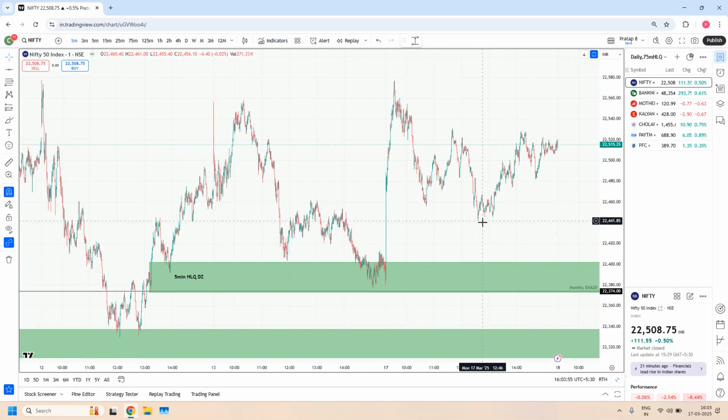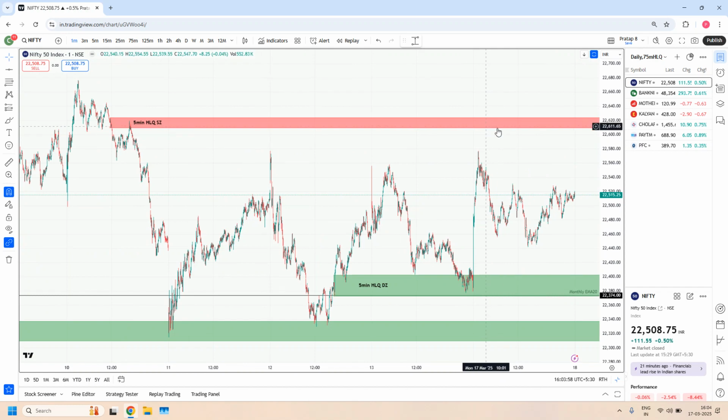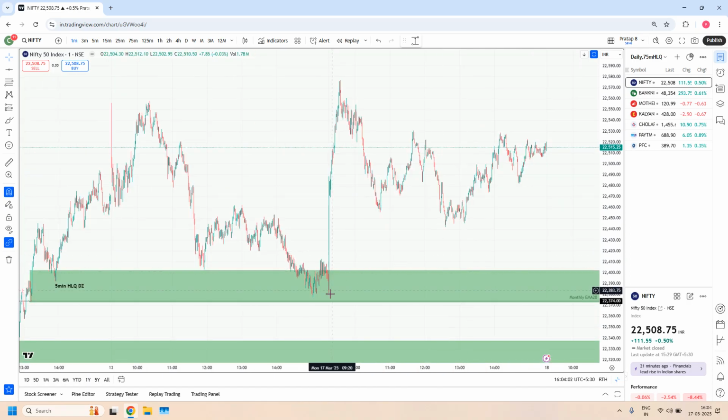But anyway, this is the area where you should plan your short trade, and this is the area where we should plan our long trade. The long trade we missed because of the morning 9:15 price action that happened today.